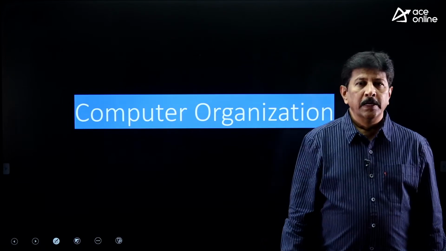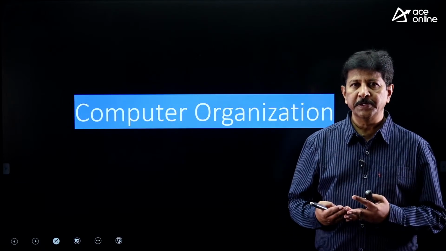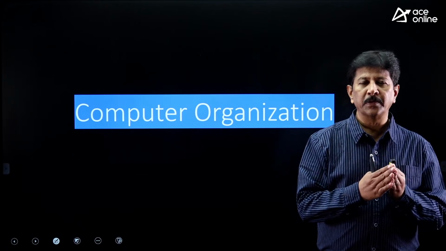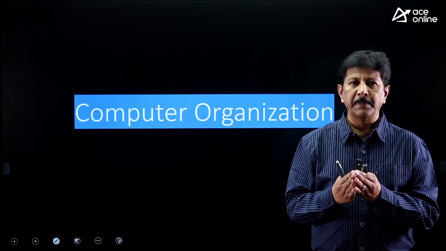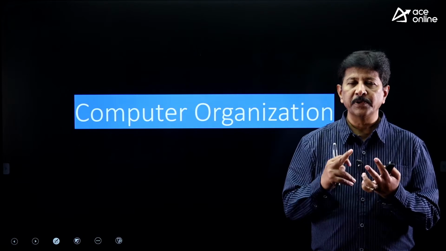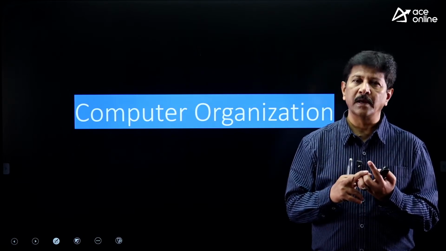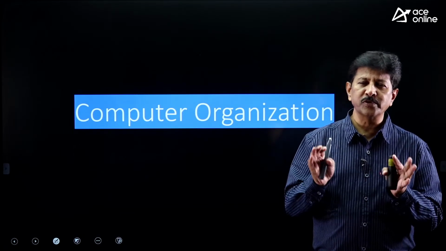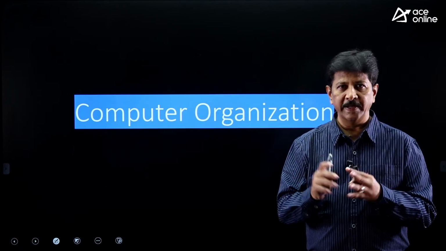Well, you know that in computer organization, if it is the GATE exam, we are going to get mostly multiple choice questions, multiple select questions, and numerical answer questions. So this is mostly problem oriented, which you know already.